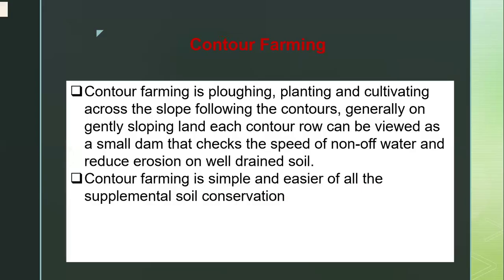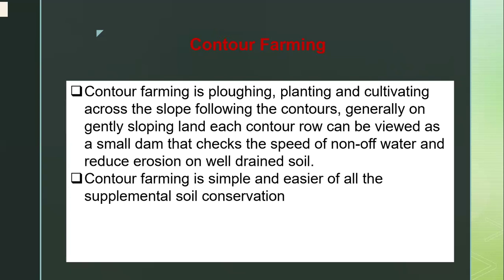Moving on, let's see contour farming. This is another method of controlling soil erosion. Contour farming is plowing, planting, and cultivating across the slope, following the contours, generally on gently sloping land. Each contour row can be viewed as a small dam that checks the speed of runoff water and reduces erosion on well-drained soil. So this is the method of plowing and planting crops across the slope by following the contours.